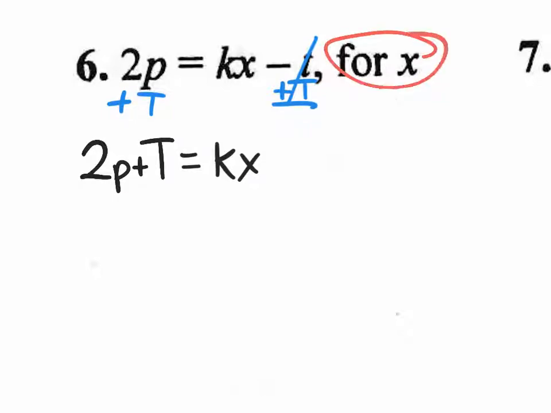We're trying to get x by itself. They want us to solve for x. X is clearly on the right side. I almost have it by itself. I need to get rid of that movie star's buddy, the k, the multiplication of k.